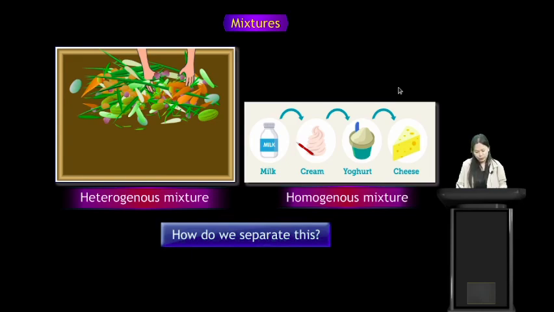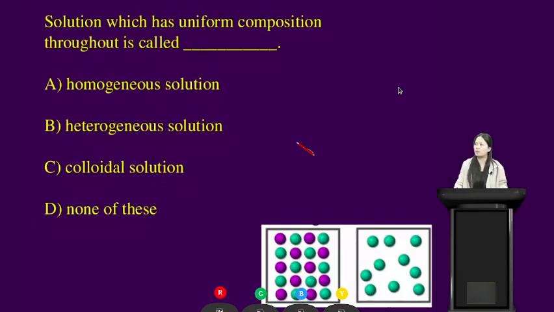But before we proceed further, let us answer the first question for today. Please get your devices ready, students, and respond to this question. The question is: a solution which has uniform composition throughout is called. I'm giving you 15 seconds for this question. Your time starts now. A solution which has uniform composition throughout is called: Option A is homogeneous solution. Option B is heterogeneous solution. Option C is colloidal solution. And option D is none of these.